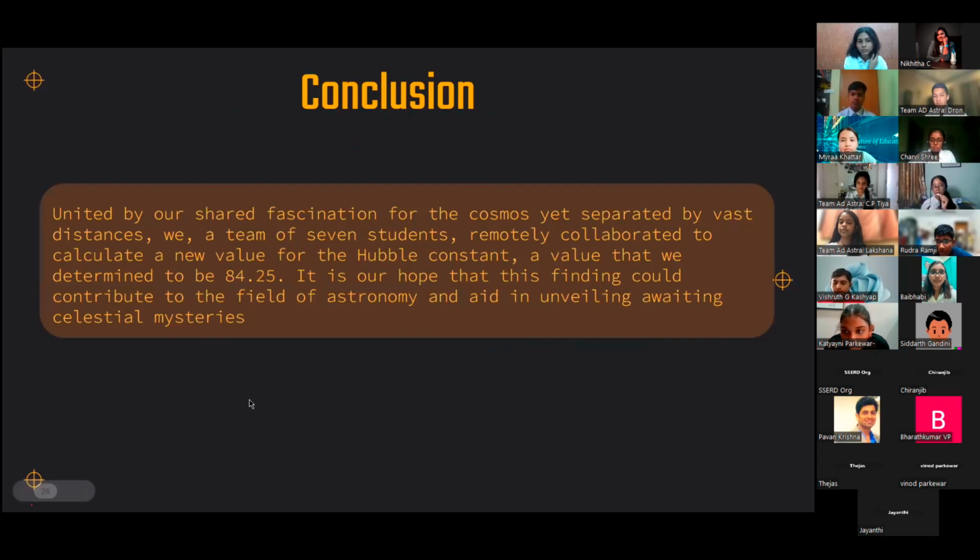We are a team of 7 students bound by an unyielding fascination for cosmic exploration, and yet separated by vast distances. However, through diligent collaboration over a multitude of Google Meets, we have ventured to address one of astronomy's most significant and contentious insights, the Hubble constant. Over a rigorous period of 4 weeks, we dedicated ourselves to this task and ultimately arrived at a value of 84.26. We hope that this contribution might aid in shedding light upon the myriad of mysteries that the universe continues to withhold. Thank you, and I would like to hand the mic over to Sarisha.